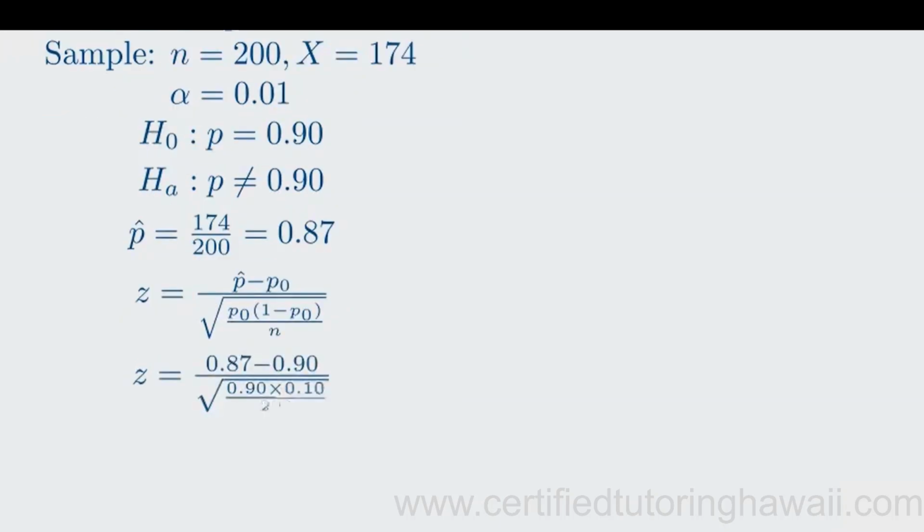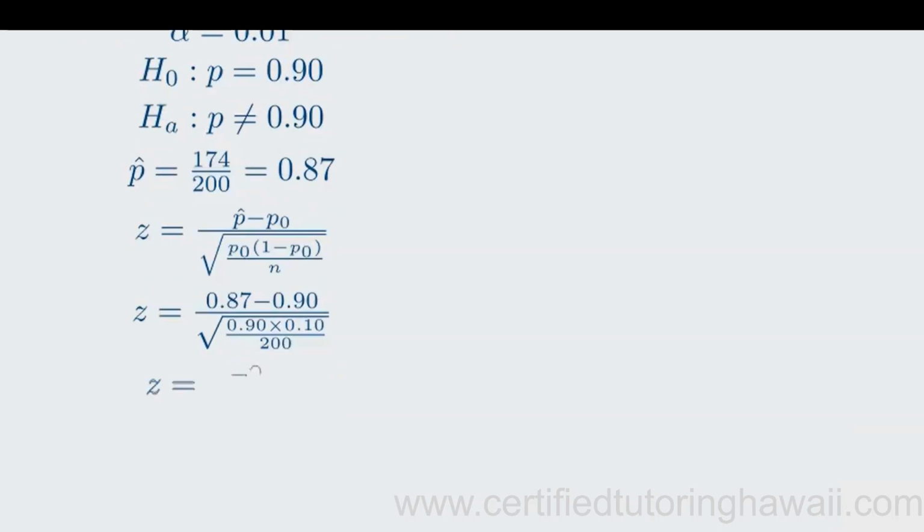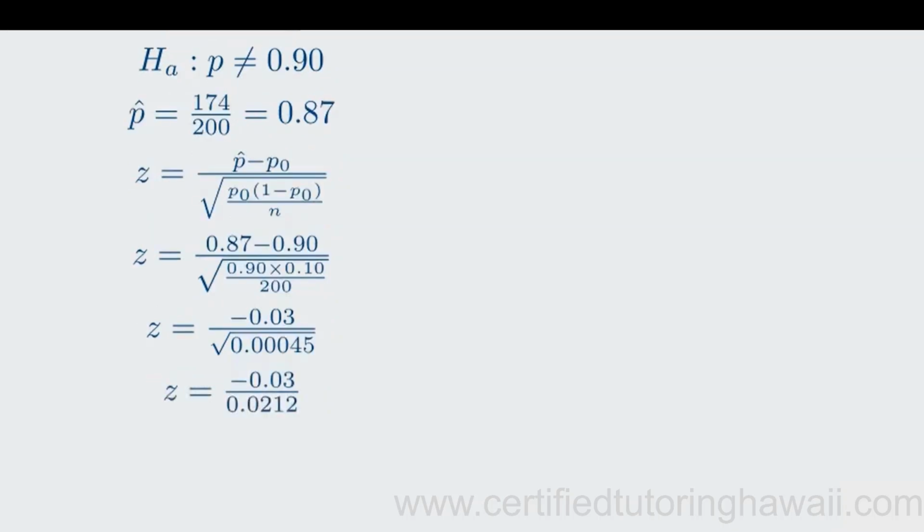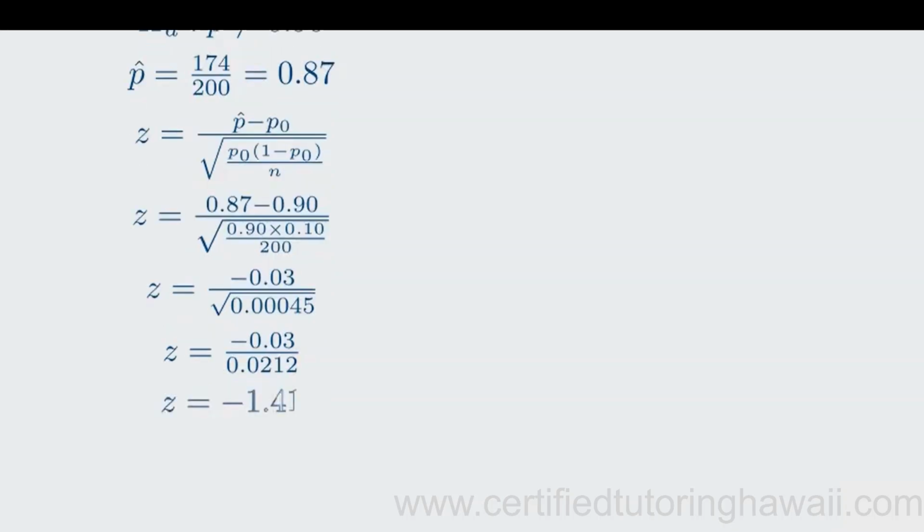Substituting our values, we have z equals 0.87 minus 0.90 divided by the square root of 0.90 times 0.10 over 200. This simplifies to negative 0.03 divided by the square root of 0.00045, which is negative 0.03 divided by 0.0212. Our z-statistic is negative 1.41.